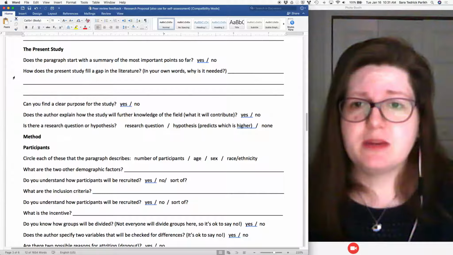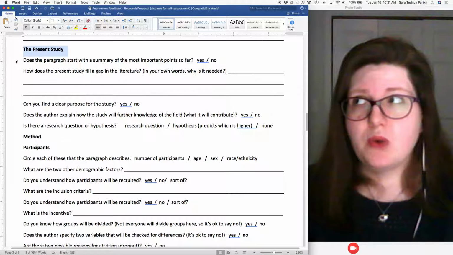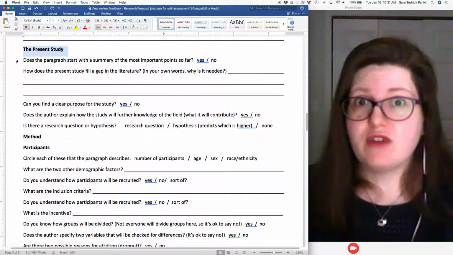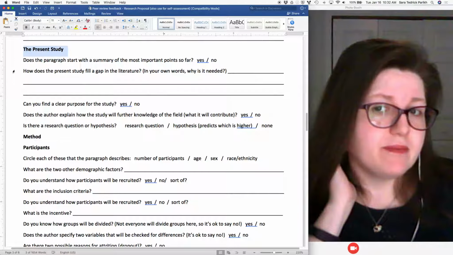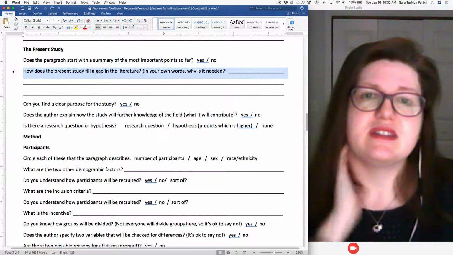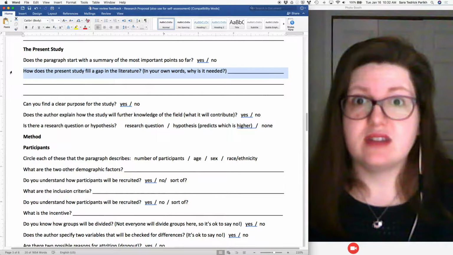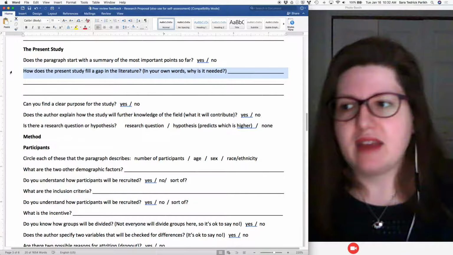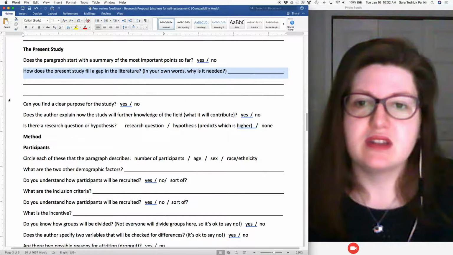Now we get down to the present study. So does the paragraph start with the most important points so far? Are you giving a summary of what people should be taking from your introduction so far? How does the present study fill a gap in the literature? So why is it needed? And again, you should write this in your paragraph, but look at that paragraph and see if a naive reader would actually be able to answer this.